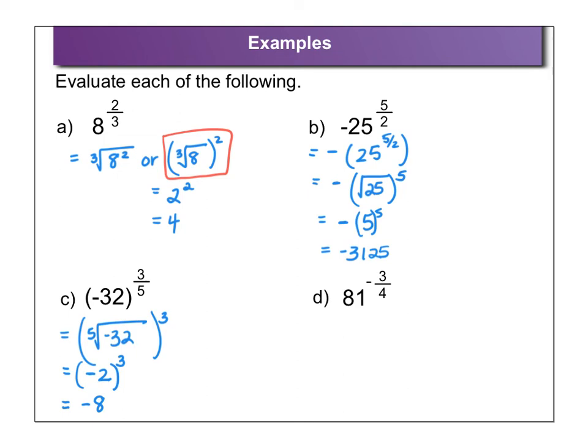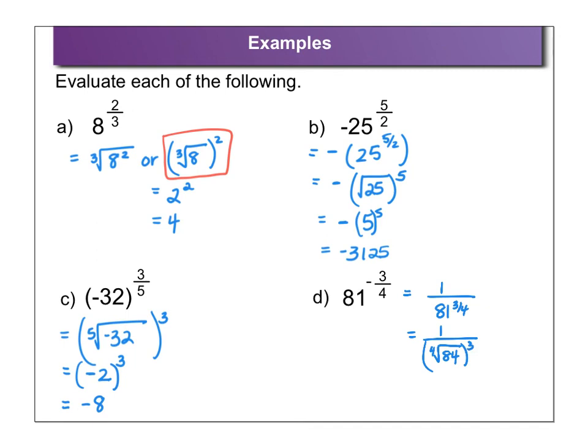I'll notice here that I have a negative exponent in addition to having a fractional exponent. So I think I want to manage that negative exponent first. I'm going to rewrite this as 1 over 81 to the 3 over 4. And now I'm going to rewrite that power with the fractional exponent as a radical. So 1 over, I know that 81 goes as my radicand. My denominator becomes my root index, and my numerator becomes my exponent.